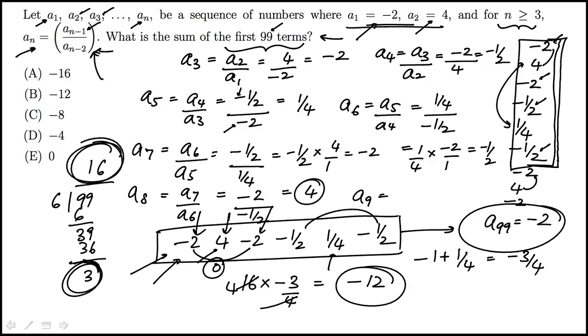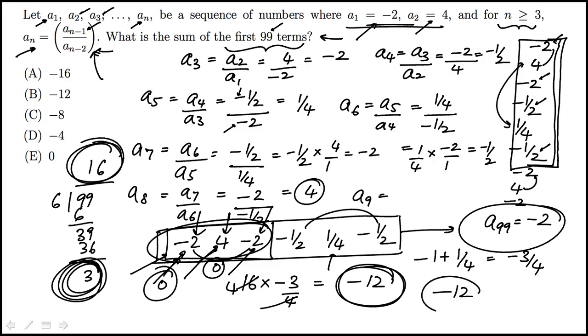And then I have to add the sum of the first 3 terms of the block, because this would be the 97th, 98th, and 99th. And you will see that sum is 0. So the sum of the first 99 terms is -12 plus 0, which is still -12. So the answer is choice B.